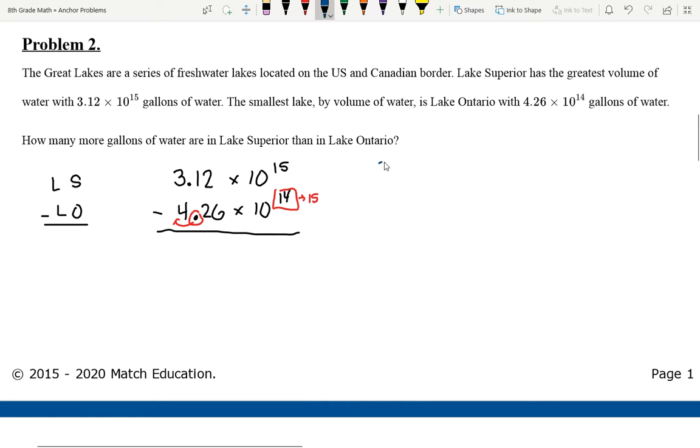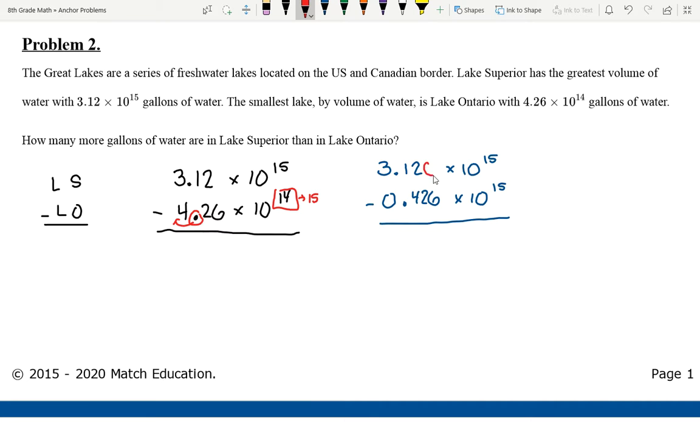And so what I'm left with here is 3.12 times 10 to the 15th, and I'm going to then subtract. This is now 0.426 times 10 to the 15th. Now it is important to make sure we don't ignore the fact that there is a 0 here. So that way when I subtract, we'll keep the 10 to the 15th, but we're going to have to do a little bit of borrowing.